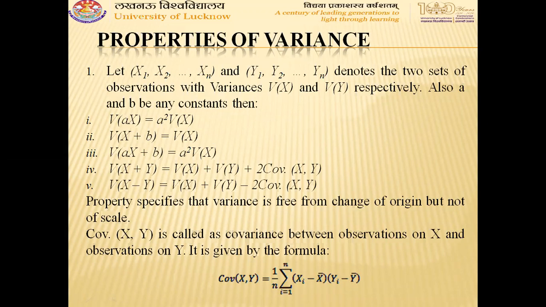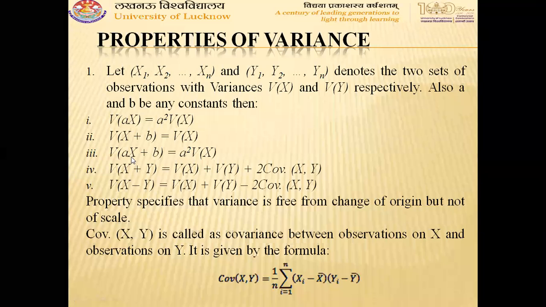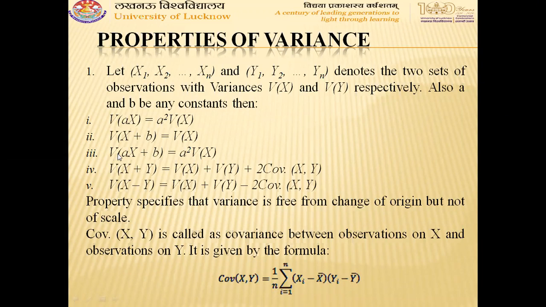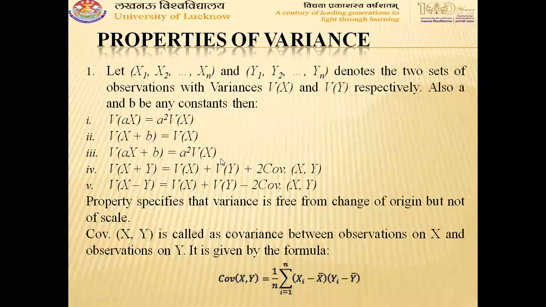That means if we add the same constant to all the observations, it would not affect the variance of the observations. So both properties 1 and 2 can be clubbed into a single property, that is, variance of ax plus b is equal to a square variance of x.